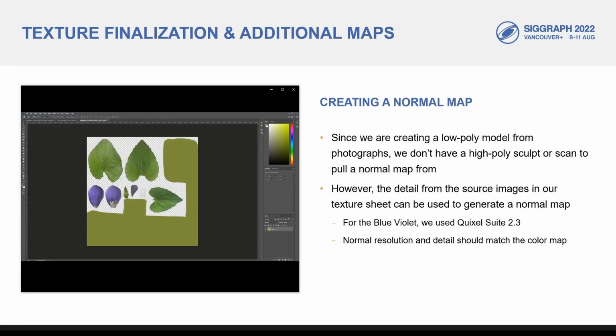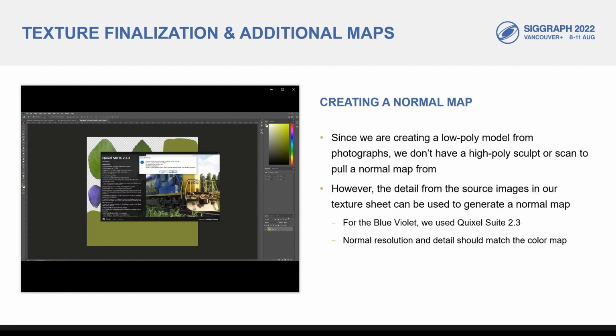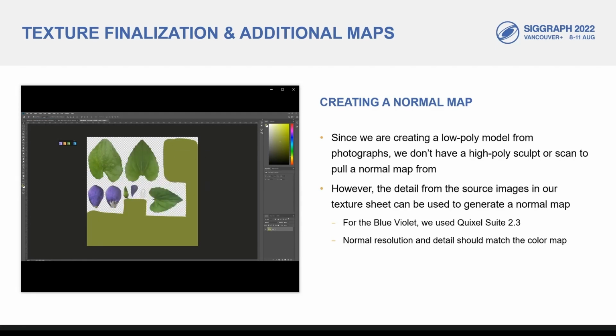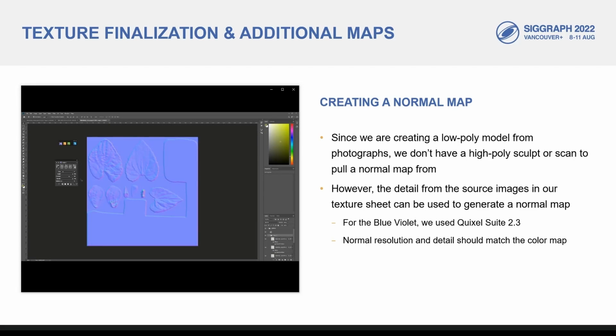So as mentioned before, we aren't working with any high poly sculpts or photogrammetry, so we can't pull a normal from those, but we are working with high quality source textures and photos. So we are able to generate a pretty good normal map using those textures. In this case, we're using Quixel Suite, taking our color map that we've created and playing with the size and the depth to make sure we're creating a normal map that we're happy with.